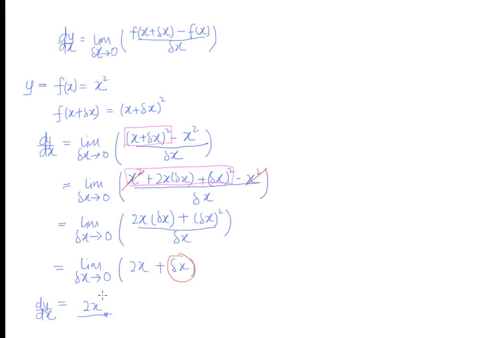So if I'm interested to find out the gradient at the point x equals 1, all I need to do is to substitute in x equals 1. If I'm interested to find out the gradient at the point x equals 2, I just have to substitute in x equals 2 into this machine.